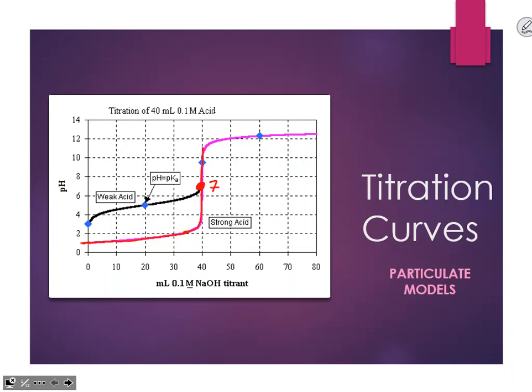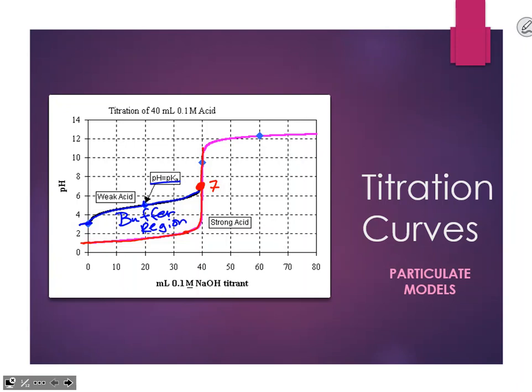Now, the weak one right here starts higher up on the pH, because it's not as strong. And we also have this buffer region. It's a little bit more of a slope. So this is the buffer region. Don't forget, buffer region. At the midpoint of the buffer region, the pH equals the pKa.